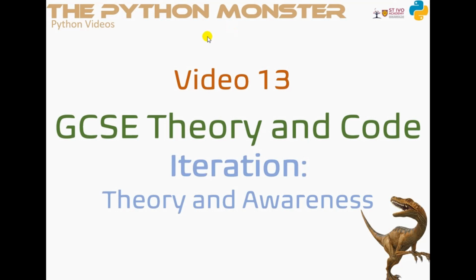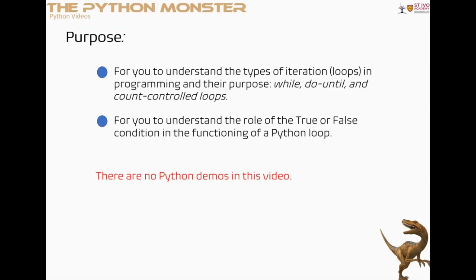Let's jump in right at the deep end with the purpose of this particular video, which is for you to understand the types of iteration, in other words loops, in programming and their purpose. So we have three types. We have the while loop, the do until loop, and a type of loop that we call count controlled loops. For you to understand the role of the true or false condition in the functioning of a Python loop.